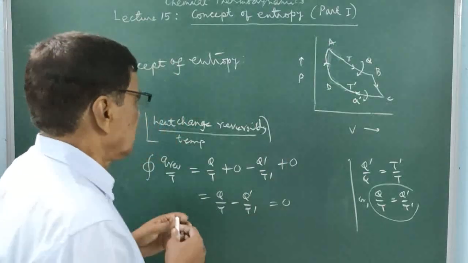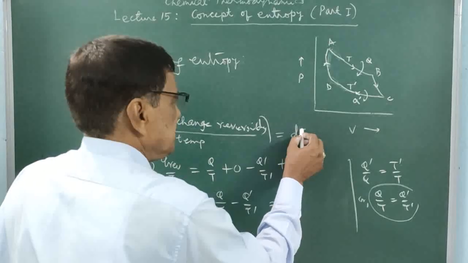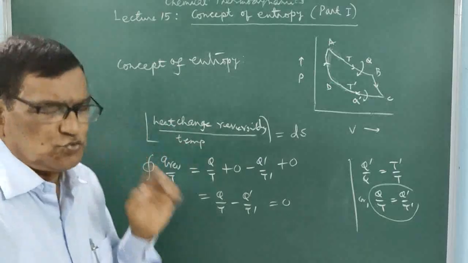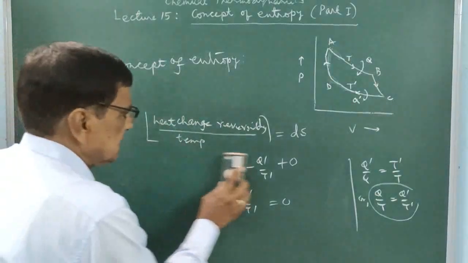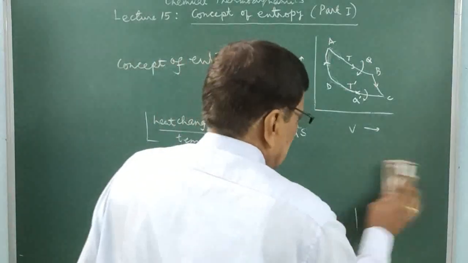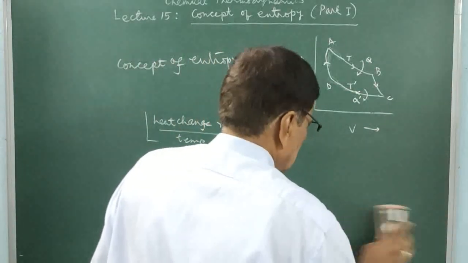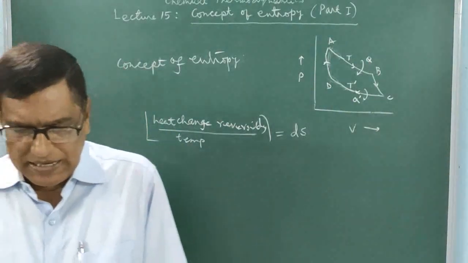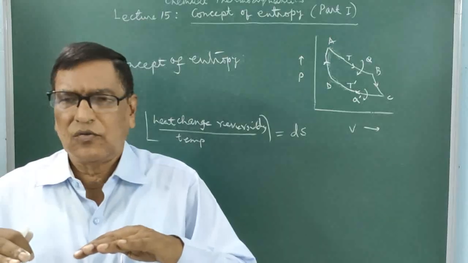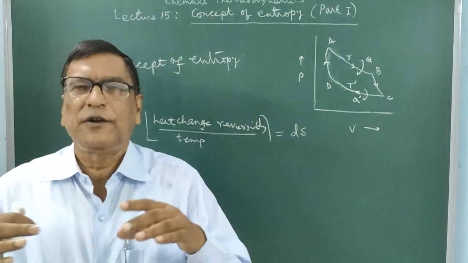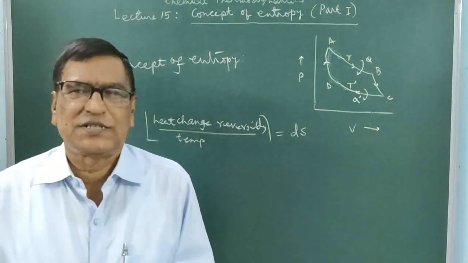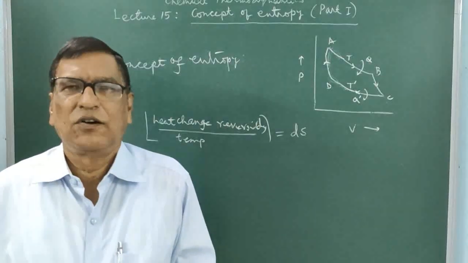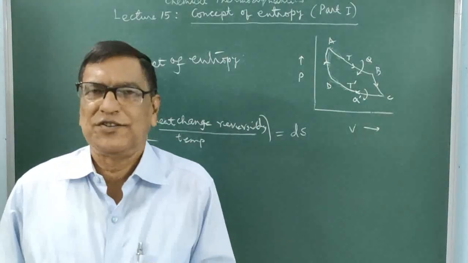So this can be taken as dS, where S is the entropy, and the difference of entropy is given by this expression. This is the Clausius definition. Now, how do we calculate the entropy change of a process? If we try to calculate it, this definition can be utilized.